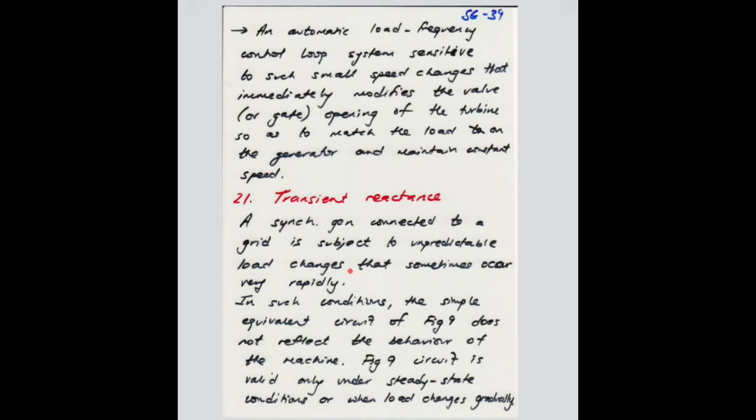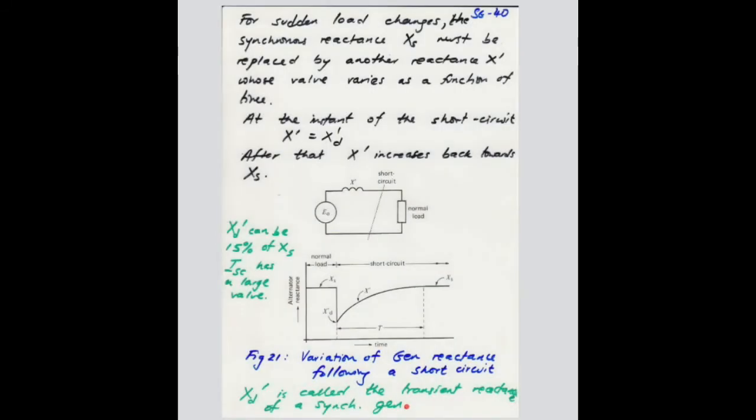Now, if you have an environment where suddenly your load changes, or for example, you have a sudden fault on the system, then the equivalent circuit that we've derived so far will not reflect the behavior of the machine. So in this case, we have to modify the equivalent circuit to represent the transient operation of the generator.